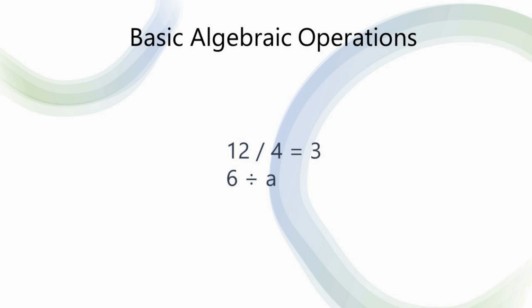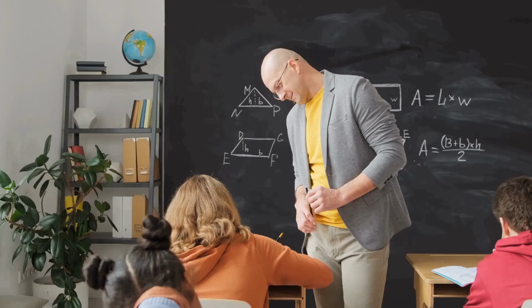In algebra, you'll encounter expressions like 6 divided by a. Here, a represents a variable that stands for a number. The expression signifies that we're dividing 6 by the value of a. Just as in arithmetic, division in algebra aims to uncover how many times one quantity can be divided into another, even when dealing with variables. Division, therefore, is a crucial operation that enables us to work with unknown values and express relationships between them.